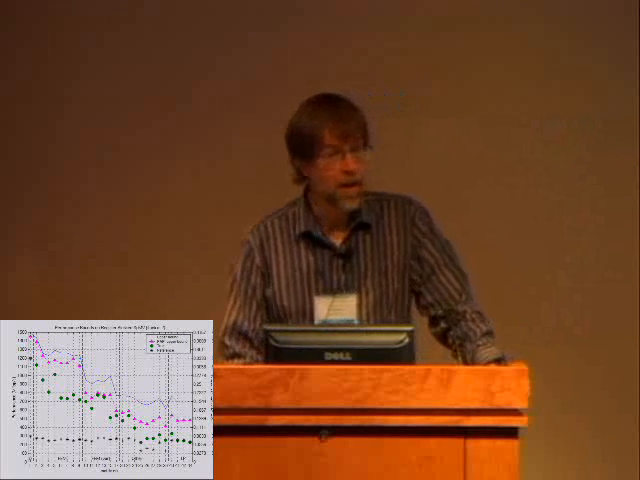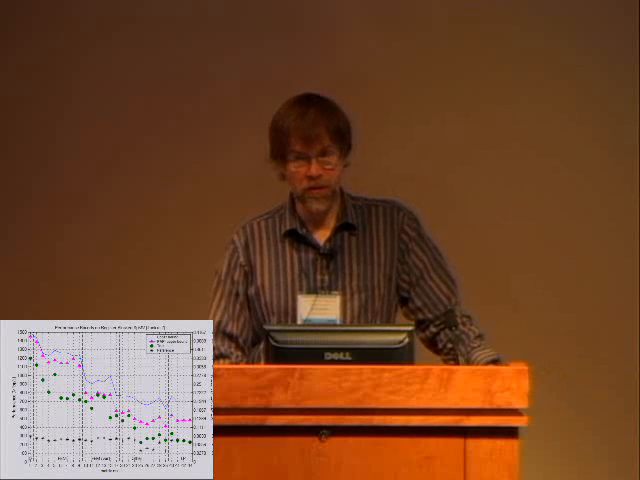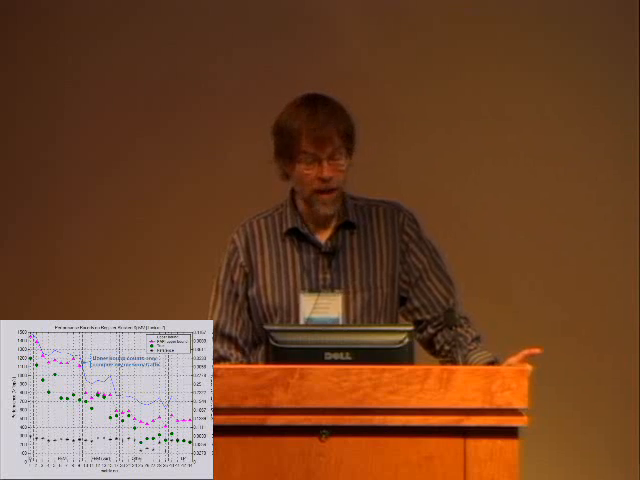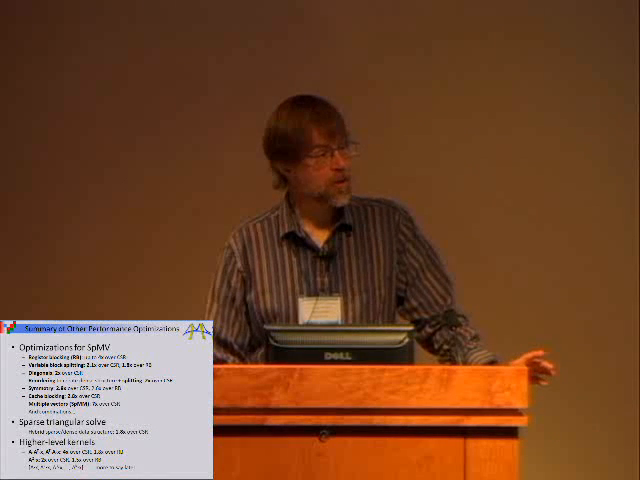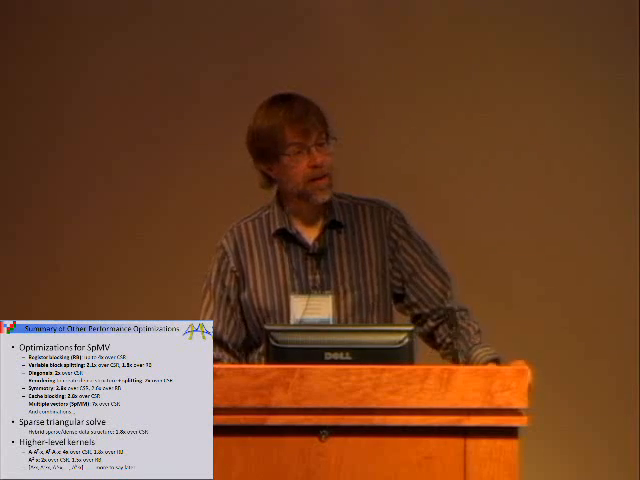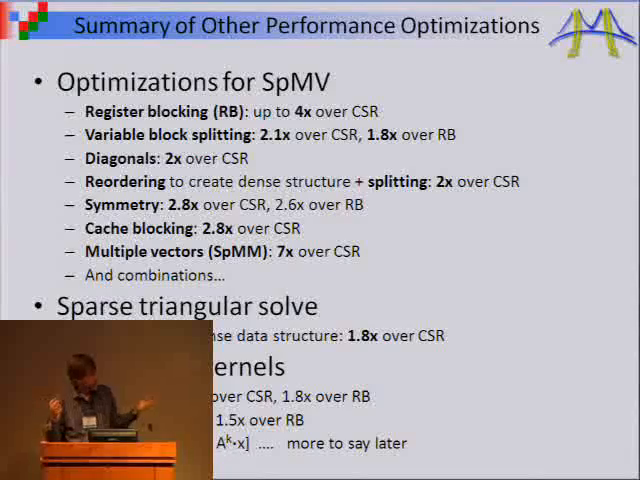So welcome back. So far, in talking about tuning sparse matrix vector multiply, I've only talked about one optimization. There are a lot of optimizations, and here's kind of a list. So far I've only talked about register blocking, breaking up the matrix into these little blocks, 4 by 2 or 8 by 8. And as I mentioned, you can get up to 4x speedups.